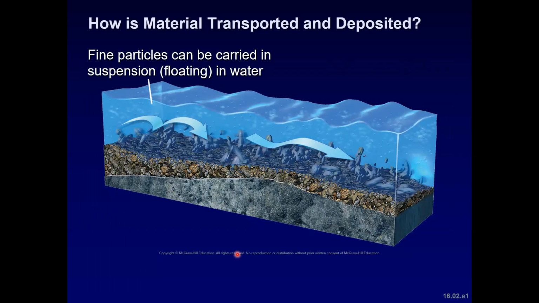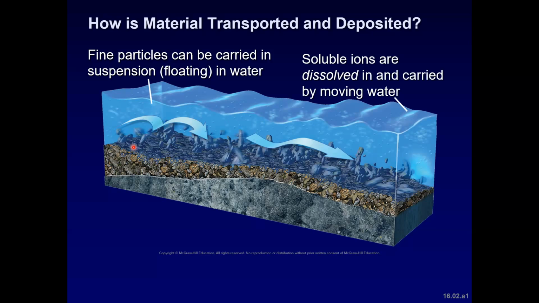All right. So within a stream system, how is material transported and deposited? This is a little cross section. Within, say, a river, you have fine particles. They can be carried in suspension. They can float in water. And you can have soluble ions dissolved in and carried as well by moving water.